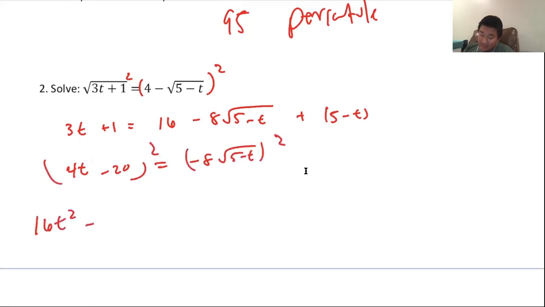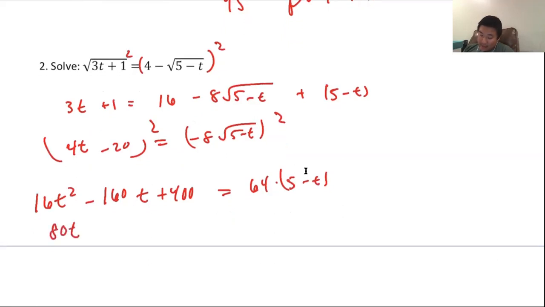16t squared minus 160t plus 400 equals 64 times 5 minus t. 64t added, 64 is 80t squared minus, that's another 80, minus 240t plus 400 equals 0, divided by 80t squared minus 30t minus 4, 5 equals 0.